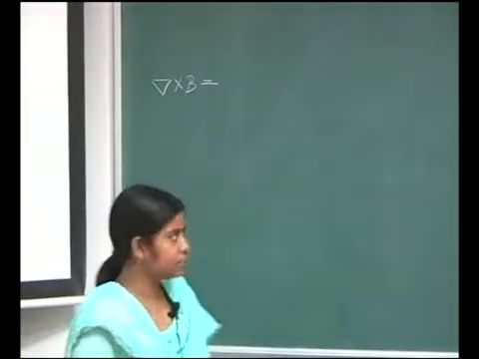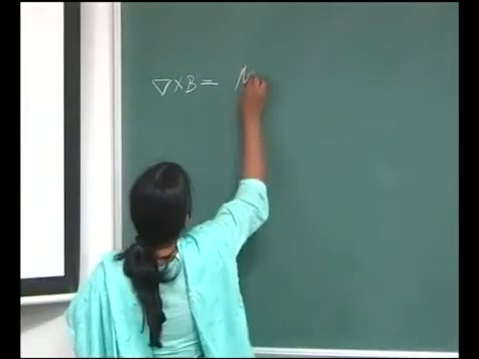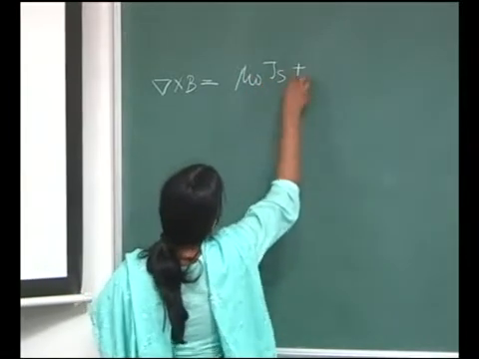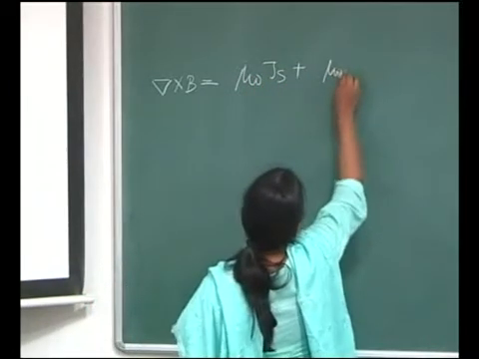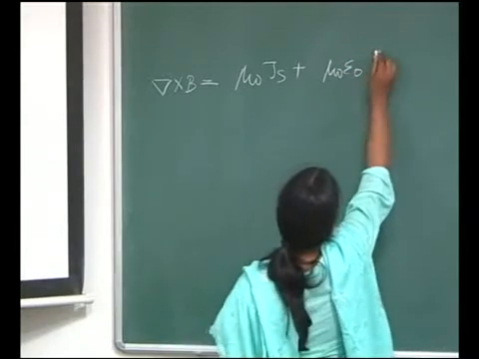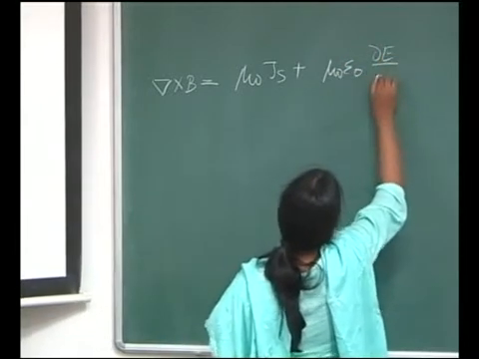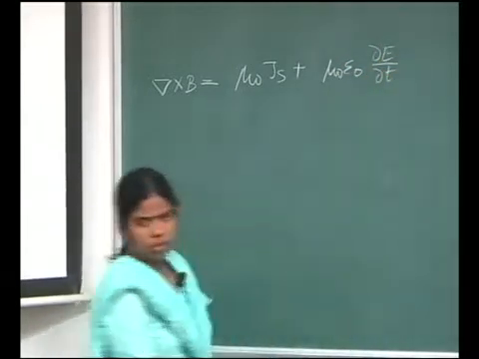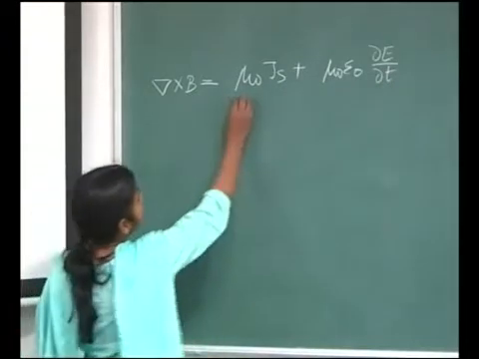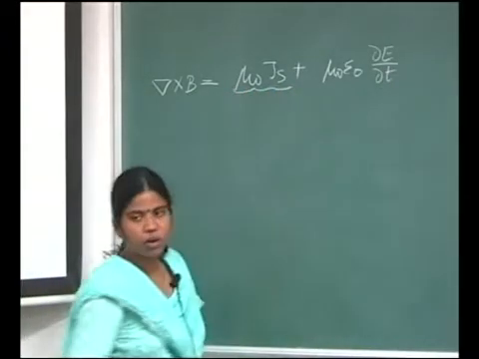Mu naught Js plus mu naught epsilon naught del E by del t, right. So, we call this current the surface current or a normal current.